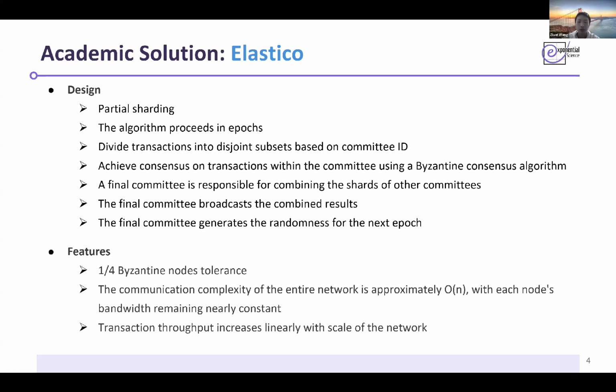In terms of security, Elastico can tolerate up to 1/4 of the total nodes being Byzantine adversaries. From a performance perspective, the communication complexity of the entire network is close to O(n), while the bandwidth requirement of each node is constant. Transaction throughput grows linearly with the network size.